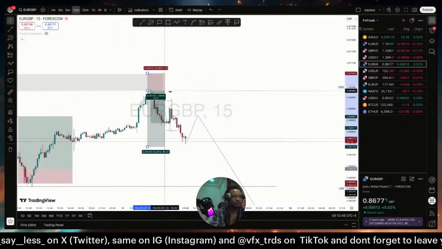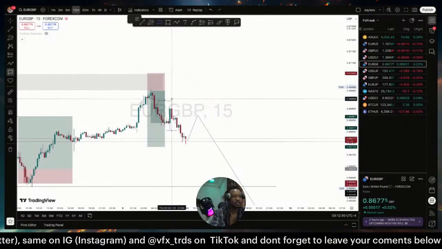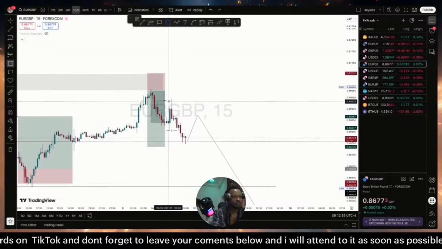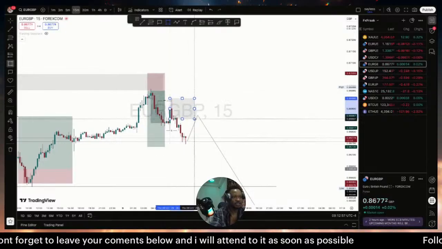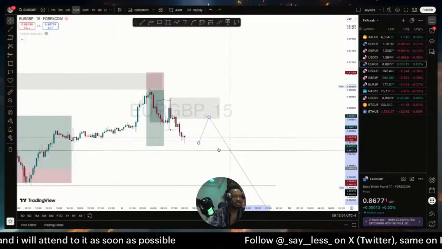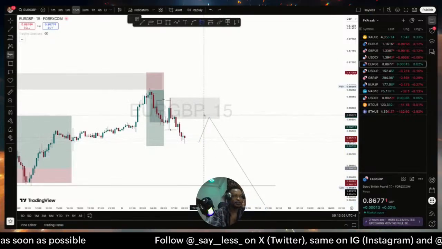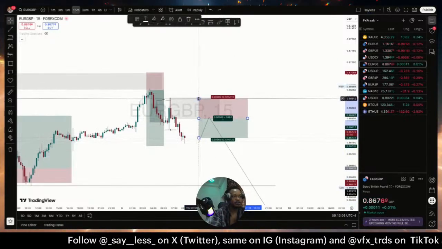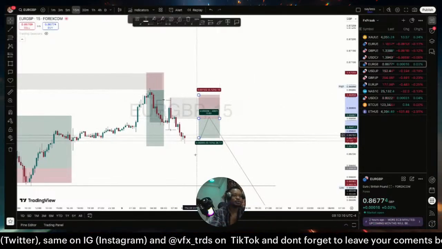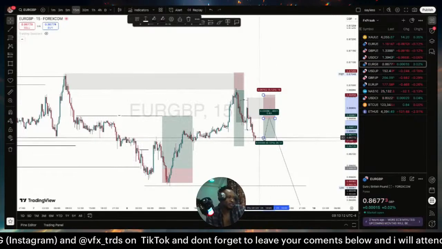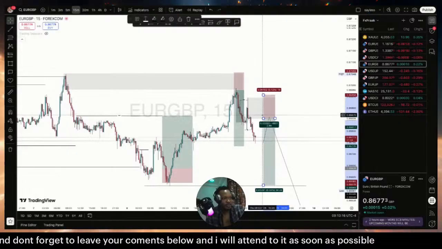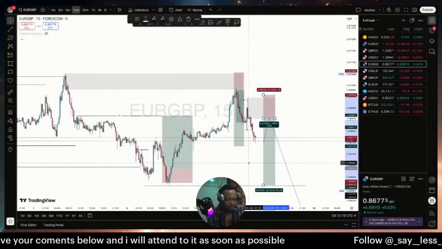So if you minimize this one now and you draw a box, my bad. So if you draw a box around this reaction here, you can look to continue that trend to the downside. For that guy who is asking of Euro GBP, this pair is actually quite fascinating because it is respecting all the zones, and I expect this one too to play out. So at some point today, I believe it's going to pull back and tap back into this area, and then you get a continuation to the downside.